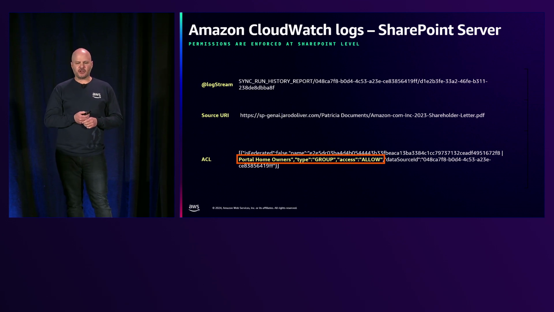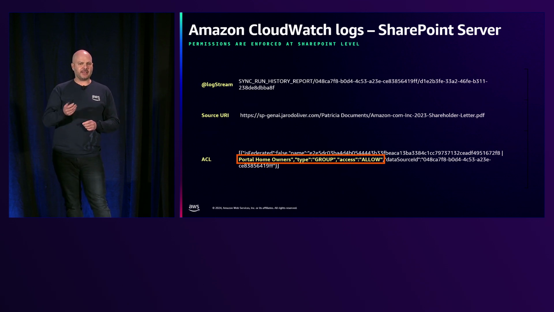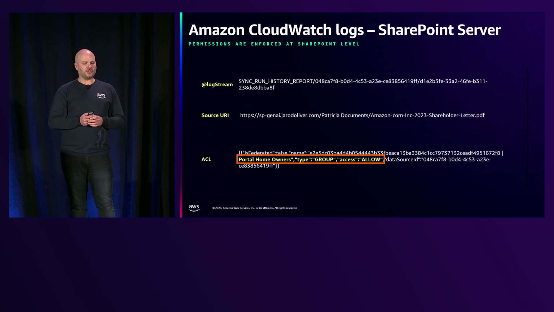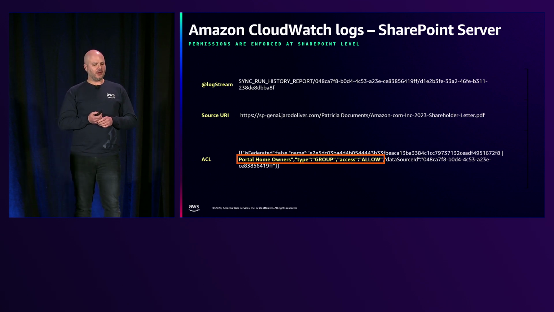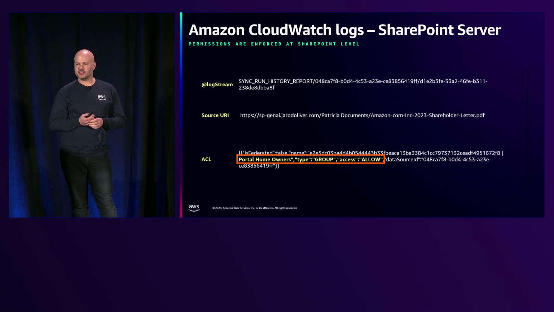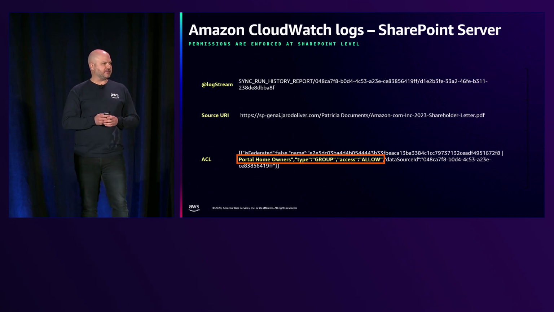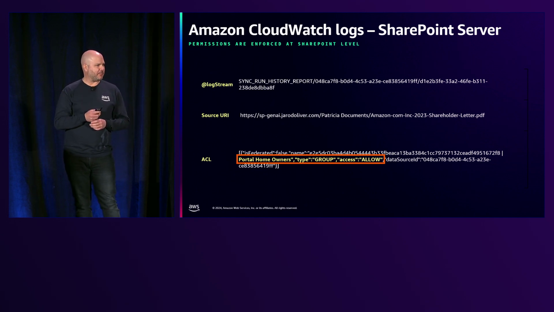This is an extract of the CloudWatch logs for the SharePoint server data source connector's crawl history. Our log stream and execution IDs are different in this case because we're using a different data source connector. And we can see that instead of an info field, we now have a source URI. In this case, the file we're crawling is stored within a SharePoint server farm running on Amazon EC2. When we look at the ACL section, we can see that QBusiness has determined that members of the portal home owners group have allowed access to this document. This is a group that resides within SharePoint only. You won't find this group within Active Directory. So it shows that QBusiness supports application-specific groups too.